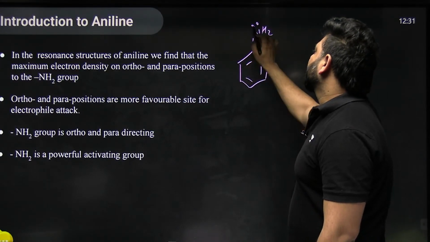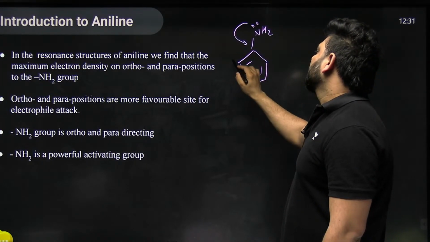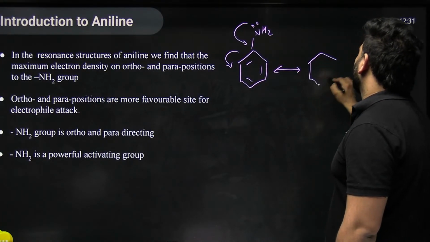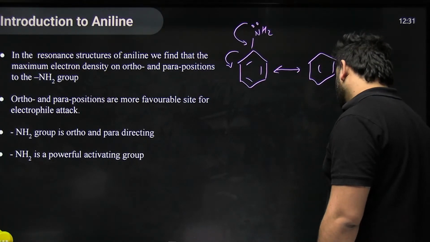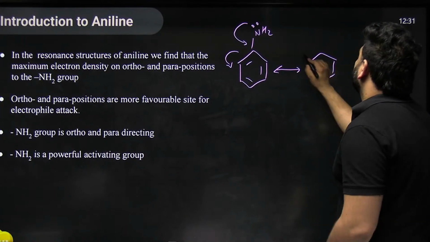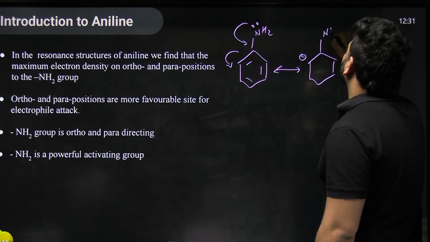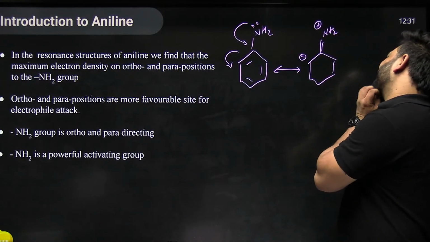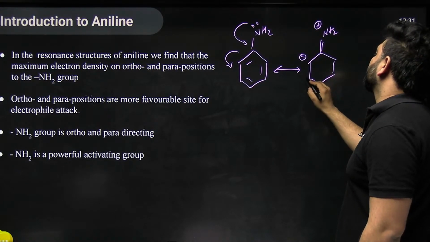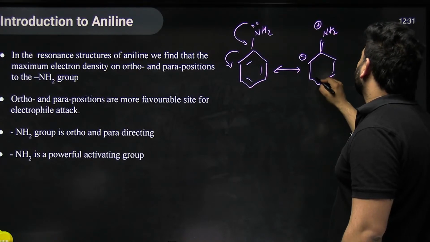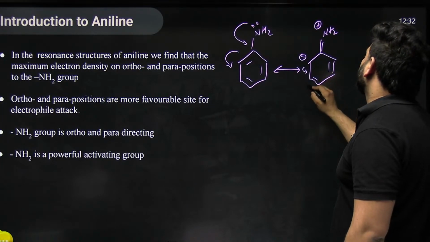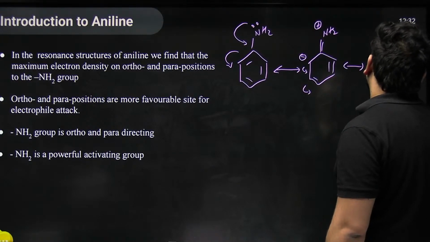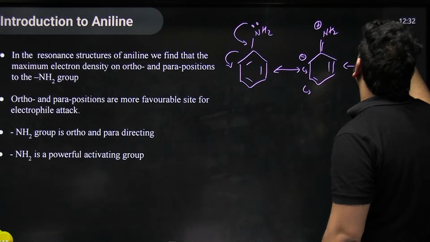We know that this benzene ring gets electron density from the lone pair present on the nitrogen, making it electron rich, and this negative charge appears at the ortho and para positions with respect to this amine group, NH2 group. And yes, that's why we say that the reaction is ortho para directing in nature. So this is how it makes the resonating structures. A negative charge appears only on ortho and para positions.